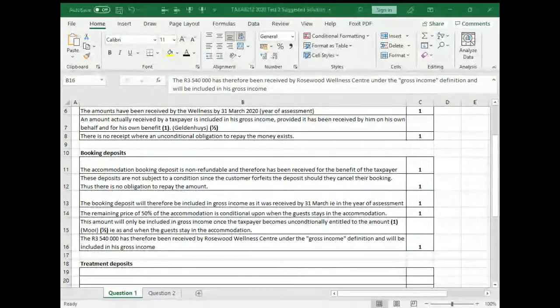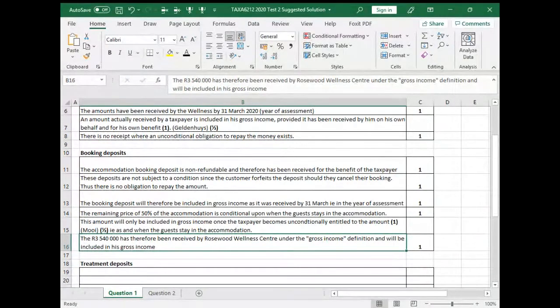Okay, so then if we go on to talk about the treatment deposits. For the guys that came late, there's a question here in the front. You can just pick it up.